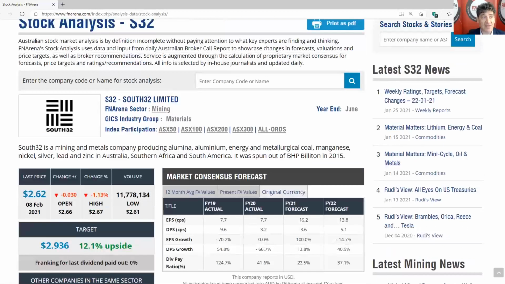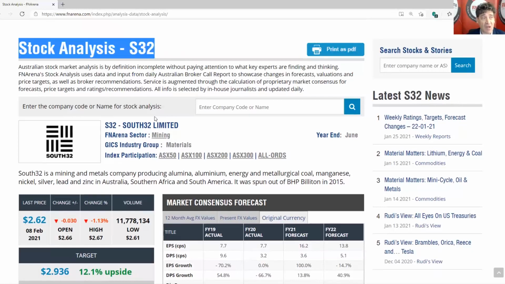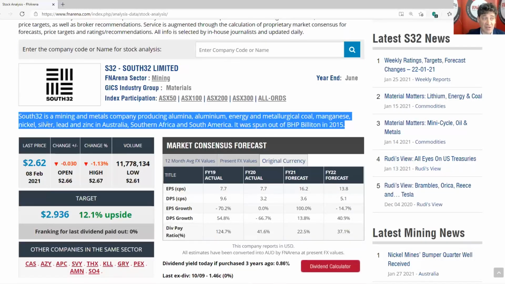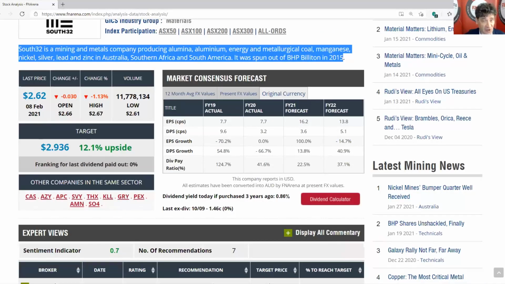And in stock analysis, we give you the broad information. In this case, it went to South 32. It gives you the information about the sectors, in which indices the particular stock is represented. We are currently publishing more and more updates, but it does give you a short description as well, in this case from South 32. And that can be a little bit cheeky in FNArena style. And we have, and this is what I was talking about earlier, we have our consensus market forecasts.